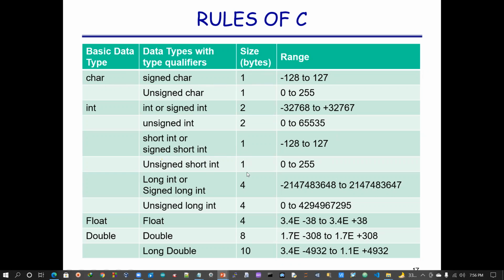Now if you are taking unsigned short int, then in this case the size is still 1 byte, but your range is increased. That is 0 to 255. Agree or not? Okay, fine.